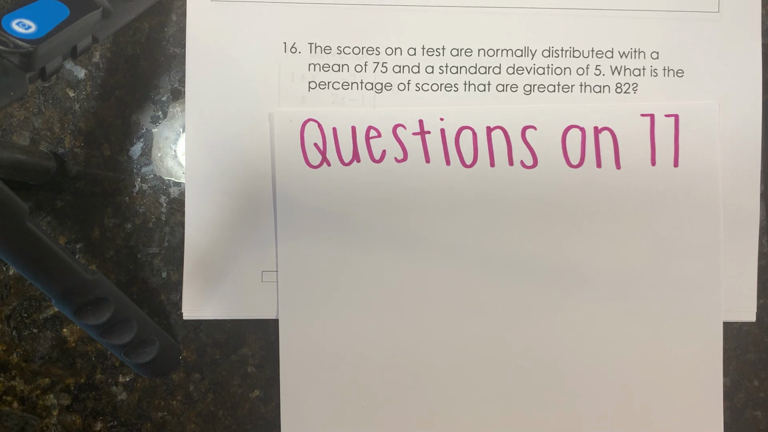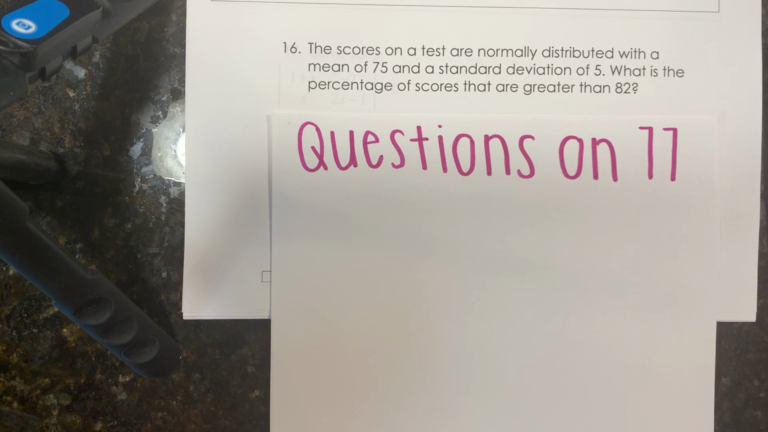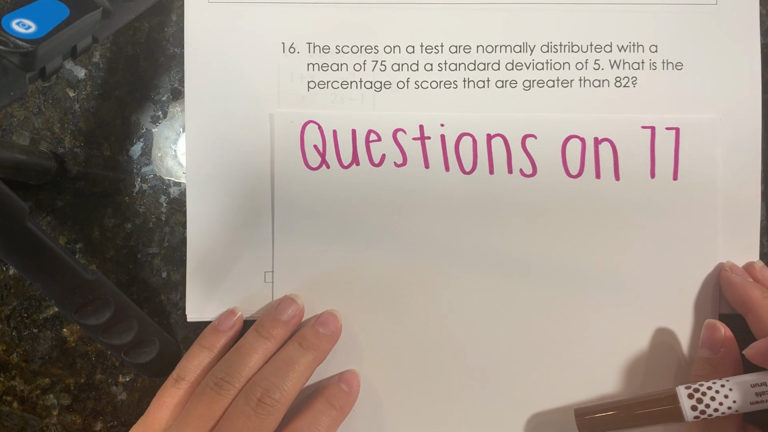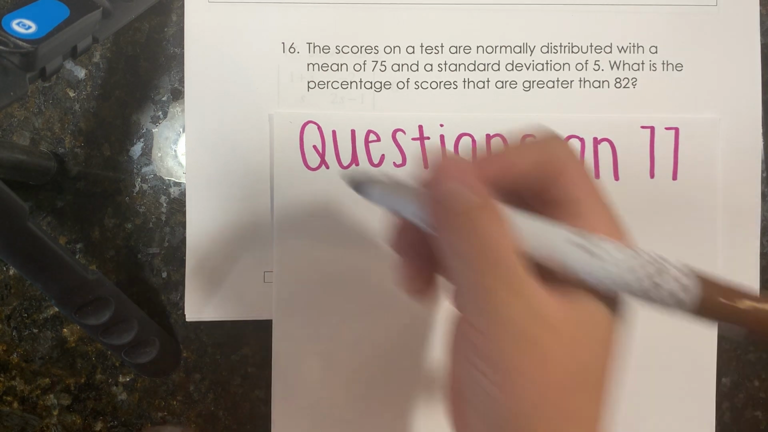Hi everyone, in Algebra 3 today we're going to be going over your questions on lesson 77, starting on number 16. It says the scores on a test are normally distributed with a mean of 75 and a standard deviation of 5. What is the percentage of scores that are greater than 82?